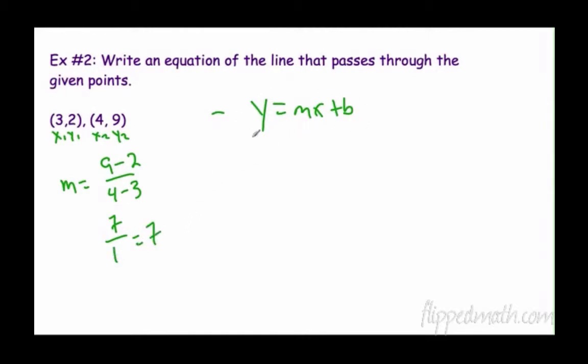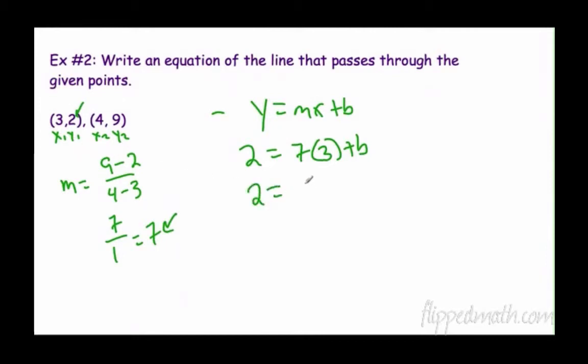Now I can plug it back in. Does it matter which y I use? It does not. You can use either y you want. I usually look at these and see which numbers are going to be better for me, so I use smaller numbers. So the y I'm going to use is 2. So 2 equals 7, my slope, times x, which is 3, plus b. Now the only thing I can't do is use the y from this point and the x from the other point. If I'm using this point, I've got to use both the x and y from this point.